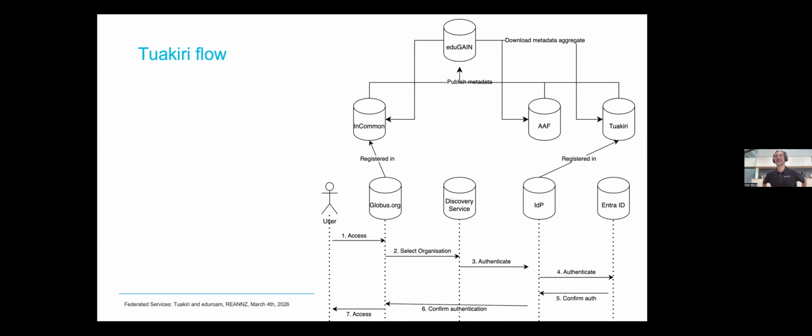This diagram is to illustrate what the flow is, both in terms of the user experience and how the background flows that make it all work. So the bottom half of the diagram just illustrates, as a sequence diagram, what it's like for a user. And in this case, the user is accessing globus.org, the data transfer service operated by InCommon, the US Identity Federation that we connect to via eduGAIN.